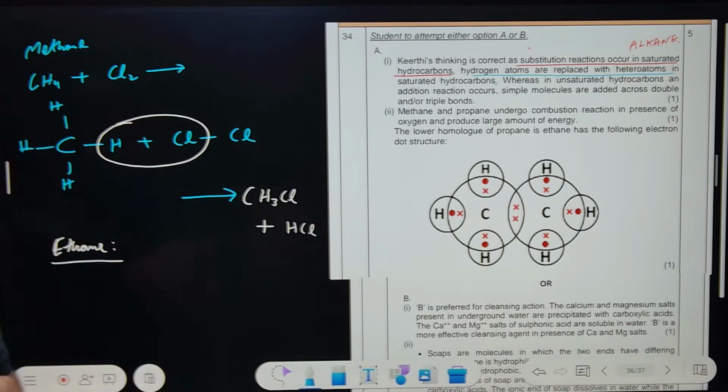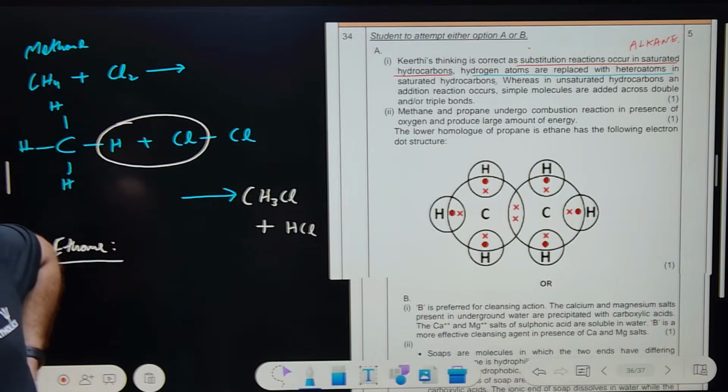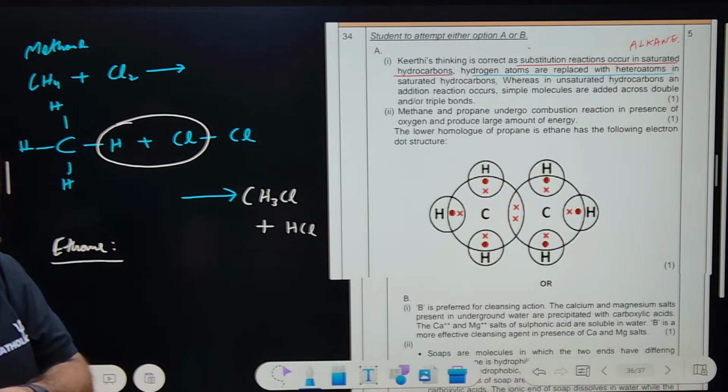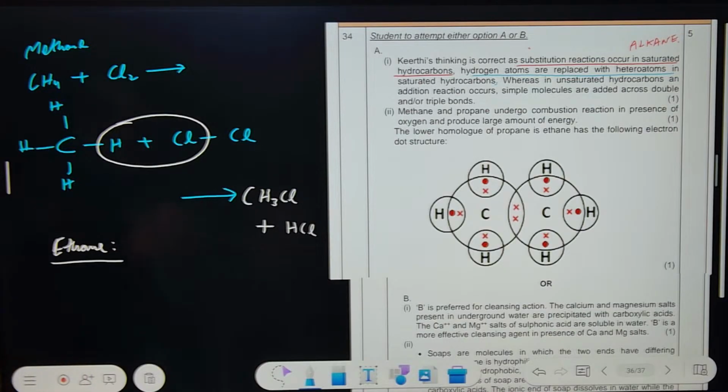What happens when unsaturated hydrocarbons are reacted with chlorine? Tell me. Addition reaction will occur, but what will be formed? That is an important part. What is the formula for ethane? ETHANE.